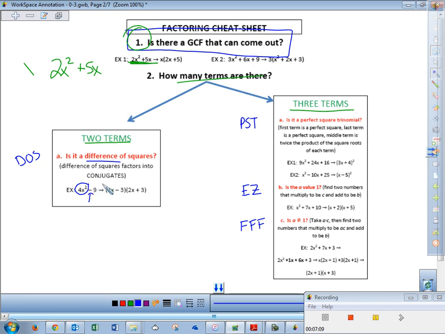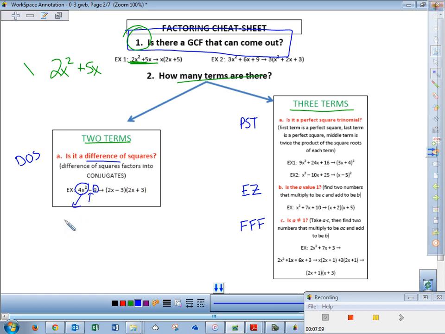Isn't 4x squared a perfect square? Because 4 is a perfect square and x squared is a perfect square. Also, 9 is a perfect square. That is called a difference of perfect squares. We just abbreviate it difference of squares. That's a simple one because it factors into what we call conjugates of each other.